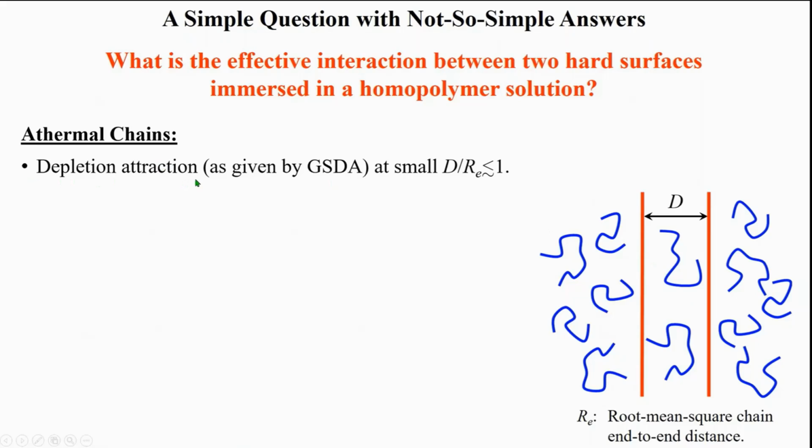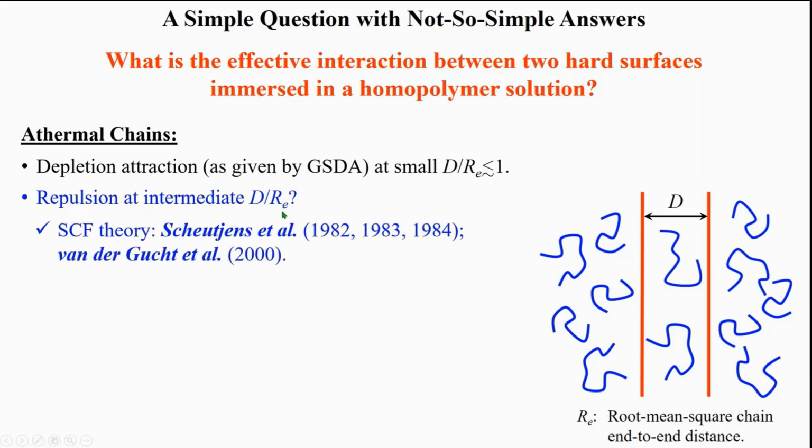In fact, this is exactly what one obtains under the so-called ground state dominance approximation, or GSDA, which is a mean field theory valid in the limit of infinitely long chains. But then several experiments reported repulsion between the two surfaces when their separation distance d is somewhat larger than Re. Since GSDA neglects the chain end effects, two research groups performed the lattice self-consistent field, or SCF, calculations for chains of finite length and indeed found very weak repulsion.